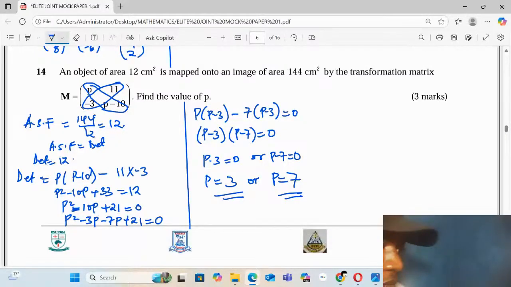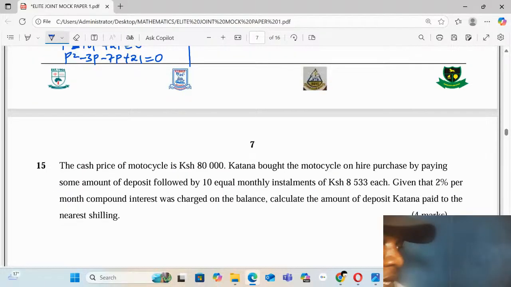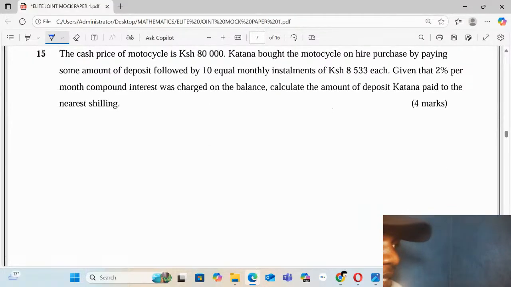Still on section A. Then move to question number 15, which is the second last question on this section 1.